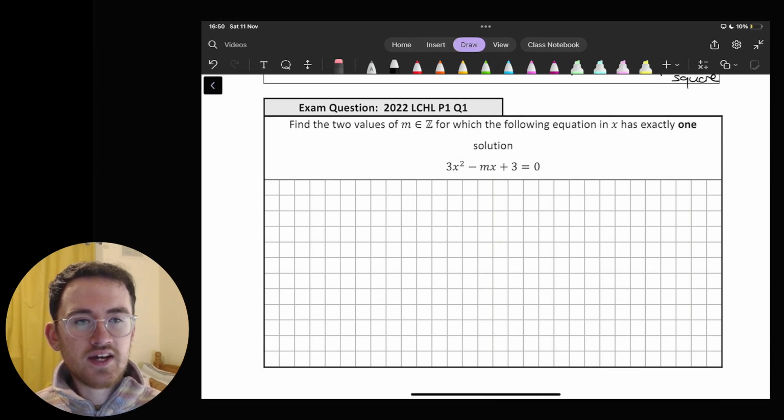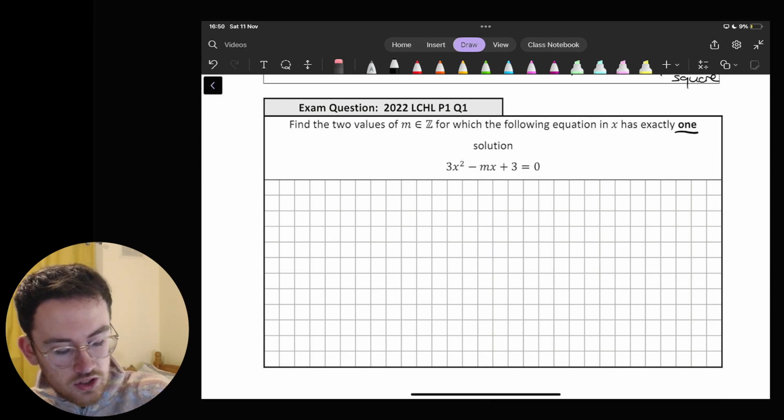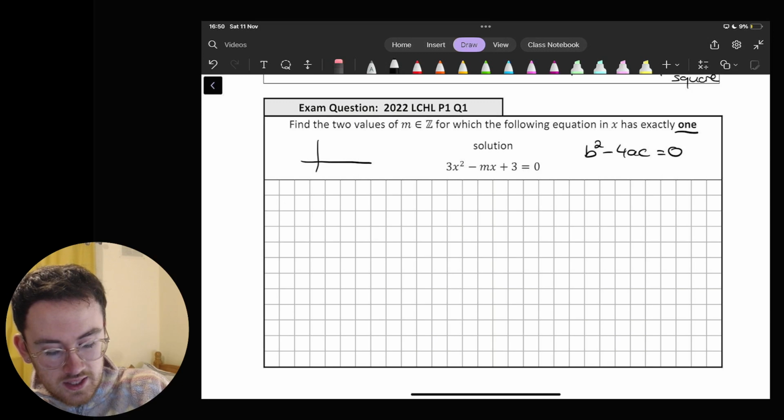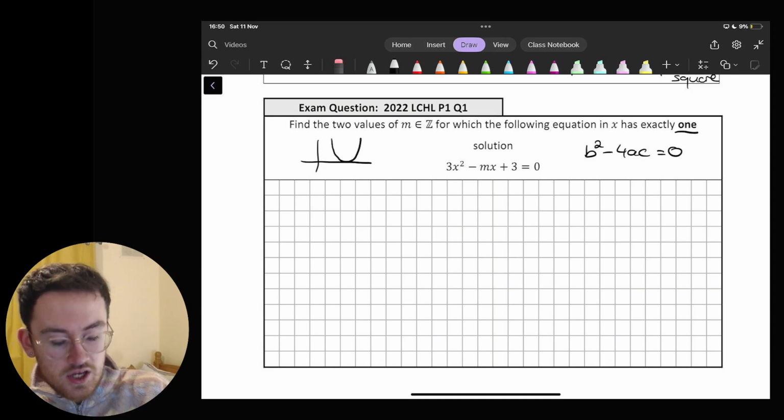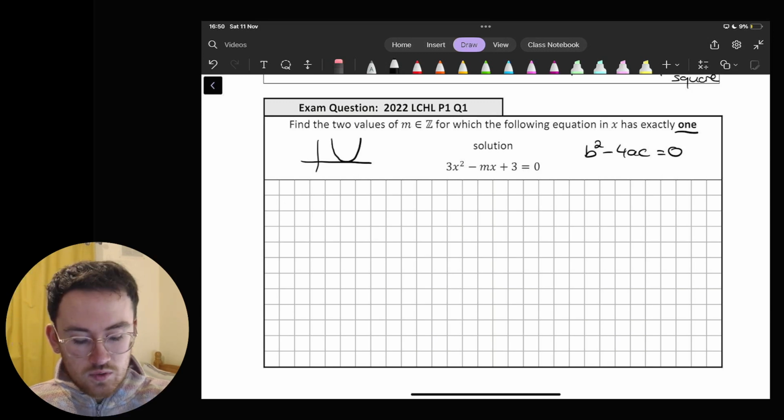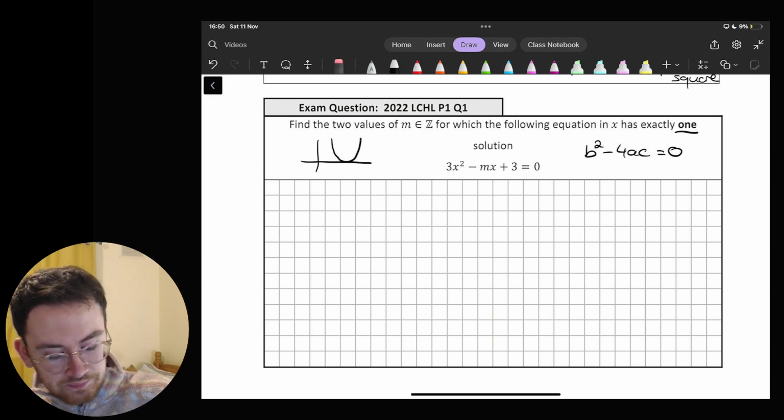The first one says, find the two values of m for which the following equation has exactly one solution. One solution, or one answer, one root, means b squared minus 4ac is equal to 0. Think about what it means in terms of what the graph would look like. It would mean that my graph comes down to the x-axis and only touches it at one point. So one solution, one root, equal real roots.